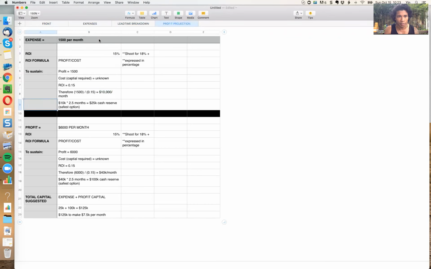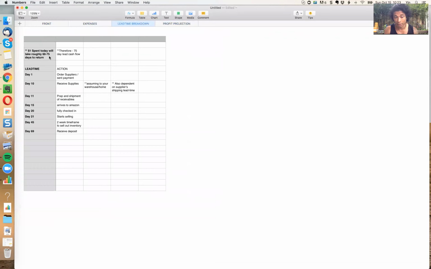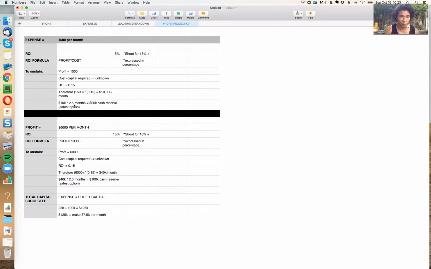Now, before we were talking about how the lead time would take about 75 days to get your dollar back from the day you spent it. So I'll just say 10 grand that I'll need per month times 2.5 months. So I'll need at least $25,000 to sustain the expense of $1,500 per month. I hope that makes sense to you now. So to play it extremely safe where you can sleep well at night, assuming your expenses at $1,500, make sure you have at least $25,000 in reserve cash or capital to offset that expense, okay?